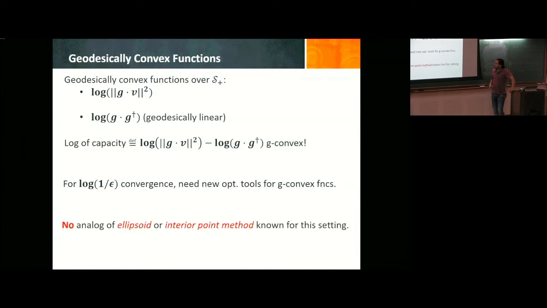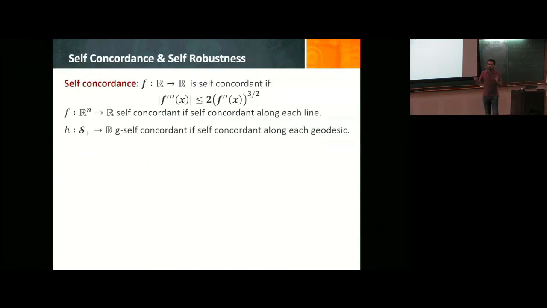So let's make it work, right? But we don't have ellipsoid, we don't have interior point methods. But we can get inspired by these interior point methods. In interior point methods, you have this concept that is really marvelous. It's called self-concordance, okay? It turns out that a function is self-concordant if the third derivative is lower bounded by the second order derivative to the 3/2.